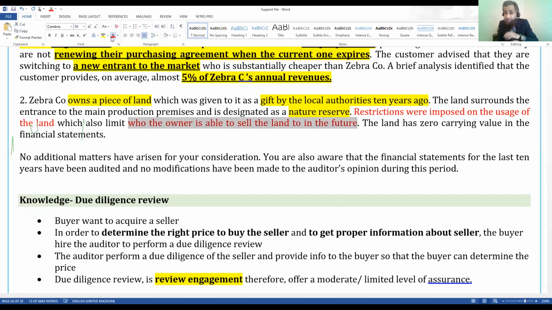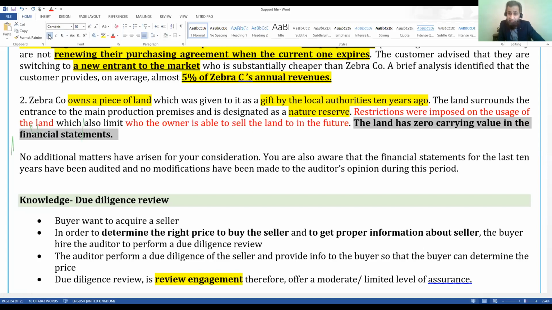Now, what is written in the agreement with the government? Can Zebra sell this land to Cheetah? Who the owner is able to sell the land in future? The land has a zero carrying value because it was given as a gift. Now, if Cheetah gets this land, what should be the value of this land? And if Cheetah fails to get this land, then how will it impact the pricing of the Zebra?